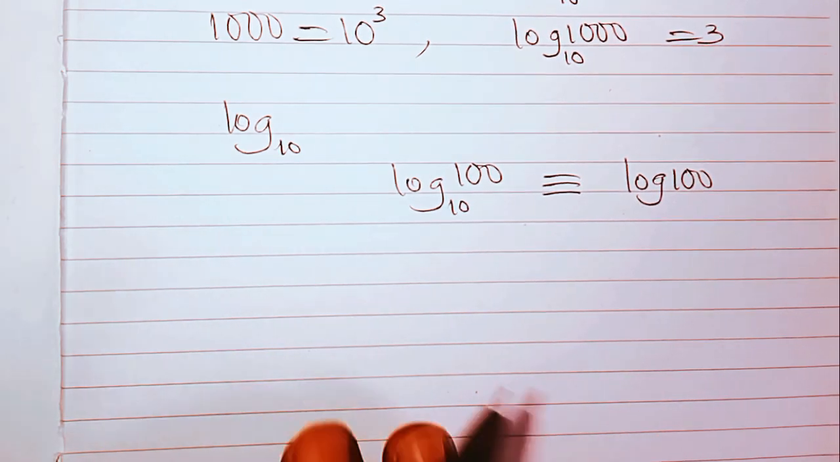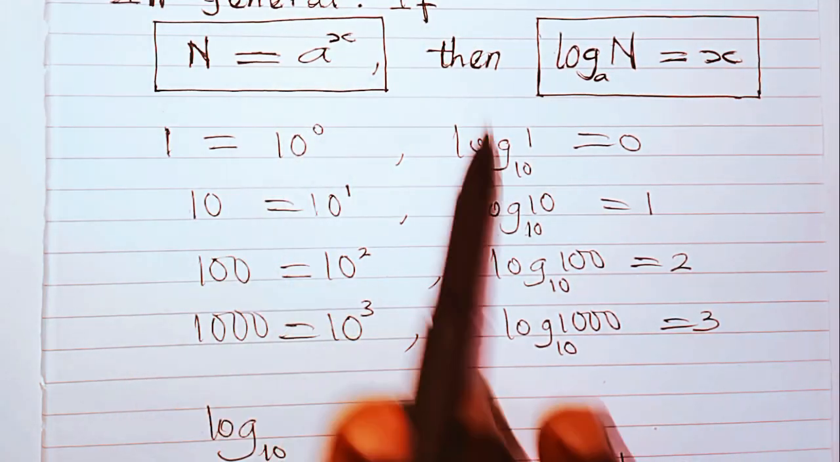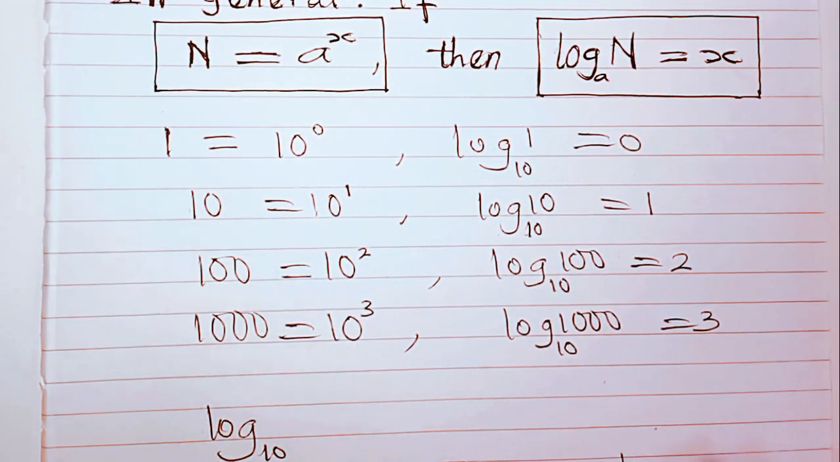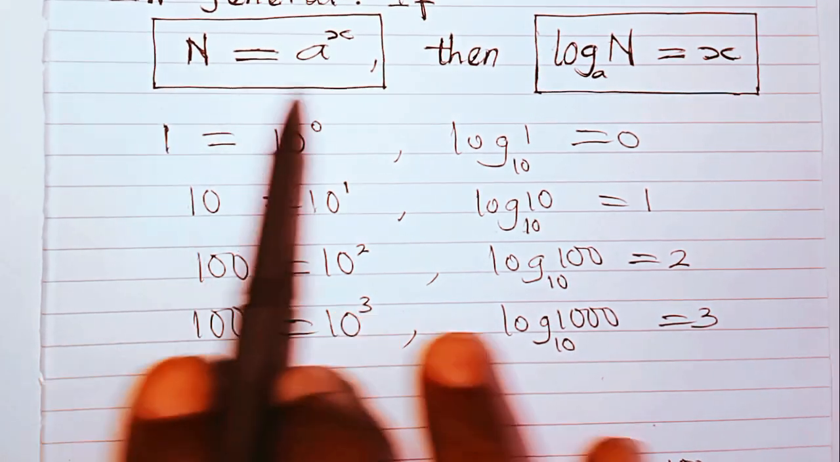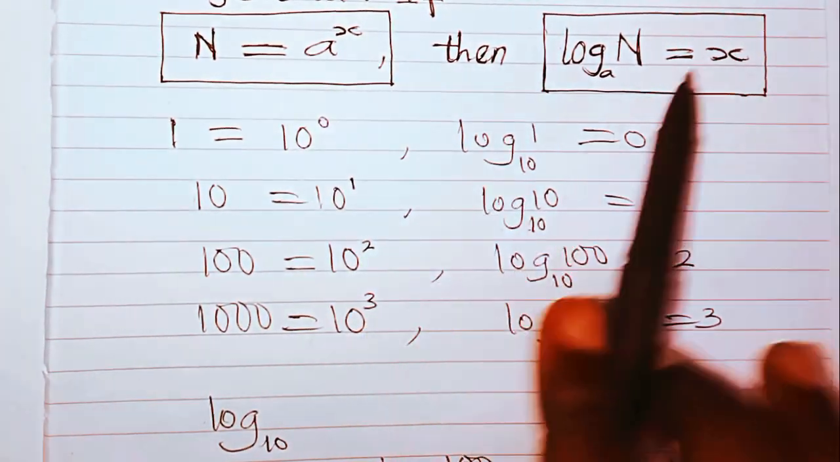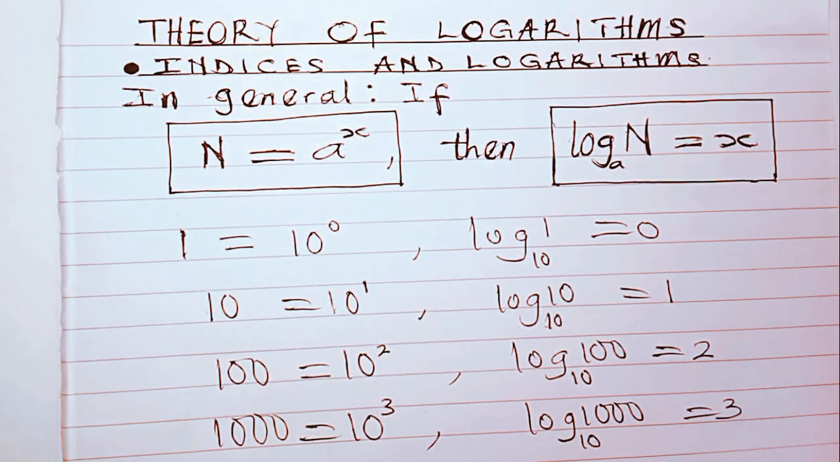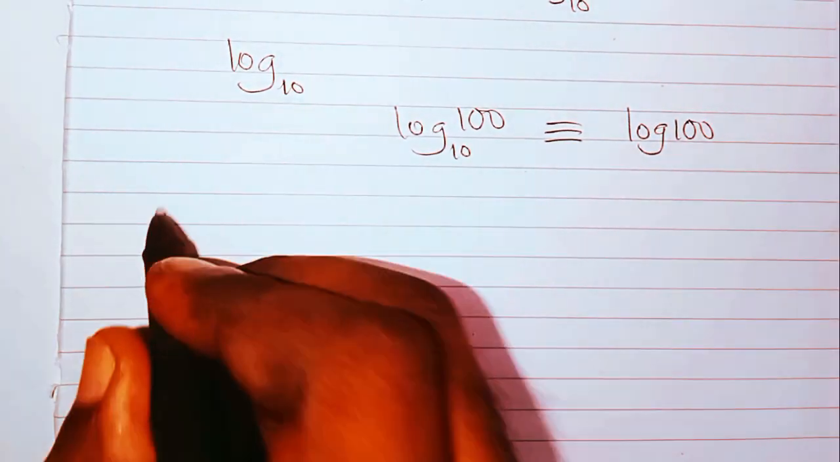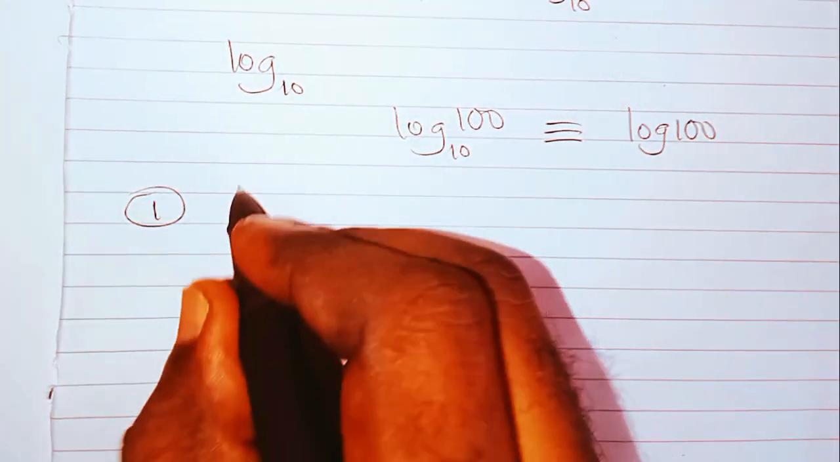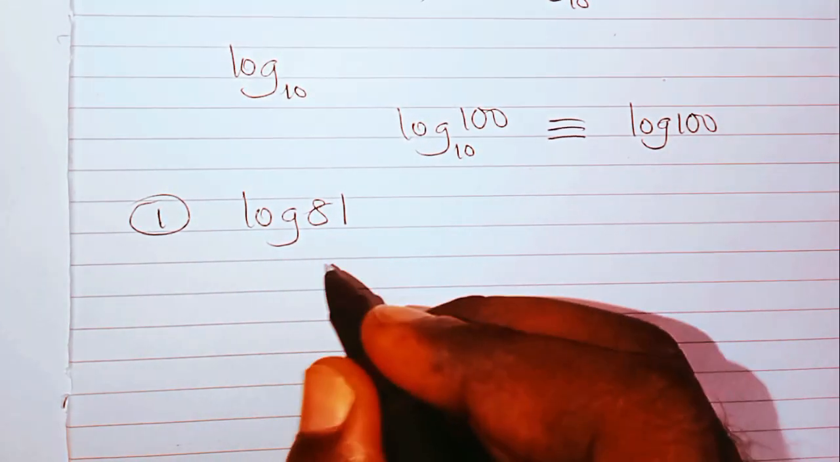Let's take a look at how we can use the relationship between the indices and the logarithm to get some questions solved. Don't forget, if n equal to a raised to the power of x, then log n base a equal to x. So we can actually use this concept to solve some questions under theory of logarithm. For example, they ask us to evaluate, let's say, log 81 base 3.